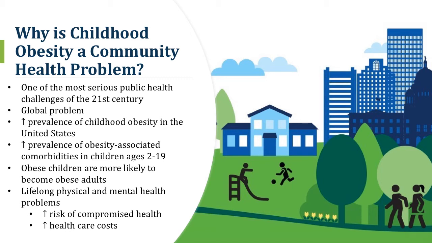Specifically, this means there is an increase in the obesity-associated comorbidities seen in children between the ages of 2 and 19. Furthermore, obese children are more likely to become obese adults, facing lifelong physical and mental health problems, which ultimately results in the increased risk for compromised health and increasing healthcare costs.